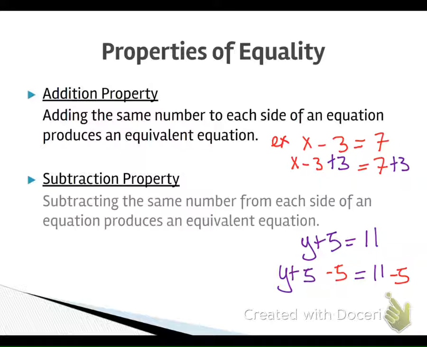If we wanted to get rid of this negative 5, what would I do to it? What's the opposite of subtraction? So we'd add 5 to both sides. When we add 5 to both sides, this one goes away, this one goes to 0. We end up with the exact same equation. So you see, if you subtract the same thing from both sides, you get an equivalent equation.